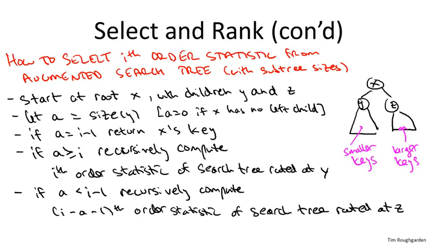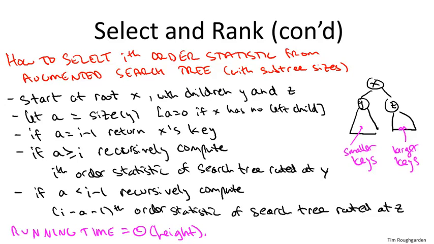As far as the running time, I hope it's evident from the pseudocode that we do constant time each time we recurse. How many times can we recurse? Well, we keep moving down the tree. The maximum number of times we can move down the tree is proportional to the height of the tree. So this, again, is proportional to the height. So that's the select operation.